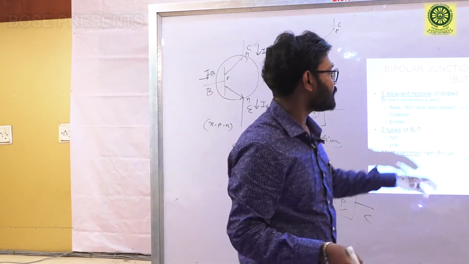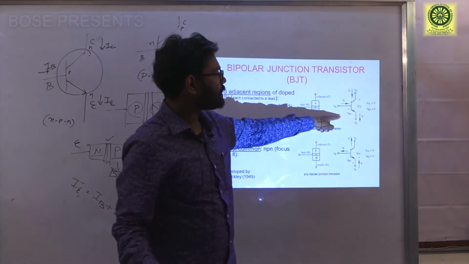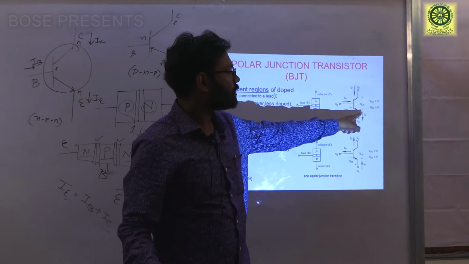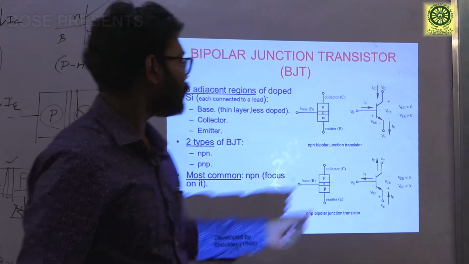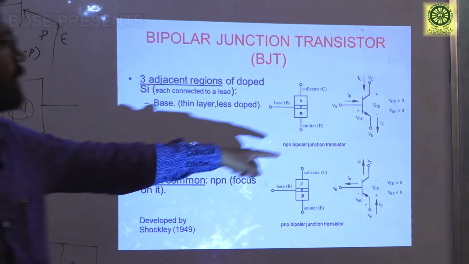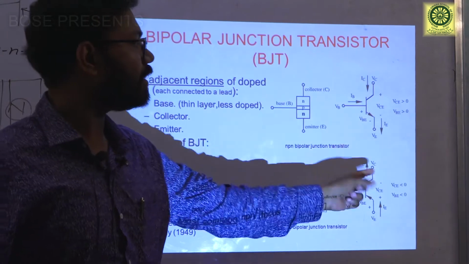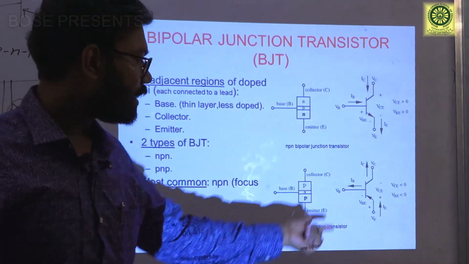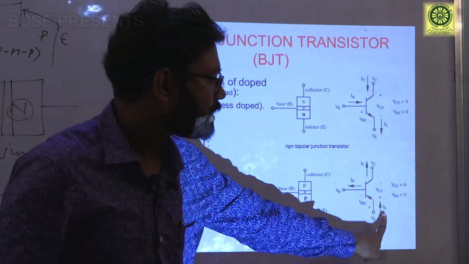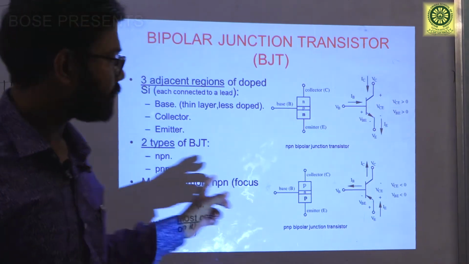So in this case, for the NPN type the symbol is this, and we can see that the emitter current is outgoing. As we know from the formula, IE is equal to IB plus IC, so here IB and IC are incoming currents and IE is the outgoing current. And in the other case, IE is the incoming current and IB and IC are outgoing currents.